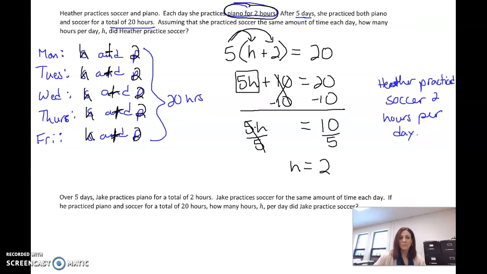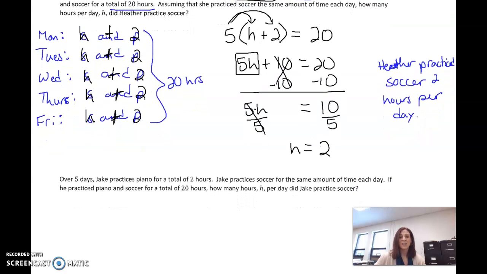So, over 5 days, Jake practiced piano for a total of 2 hours. So over 5 days, he practiced piano for 2 hours. He practiced soccer for the same amount of time each day. Okay, he practiced both for 20 hours. How many hours did Jake practice soccer? Over 5 days, he practiced the piano for a total of 2 hours.